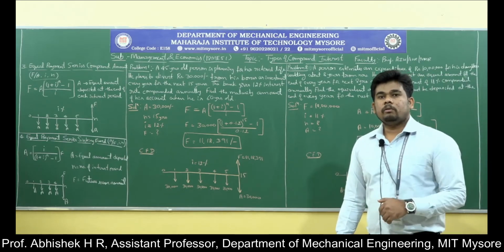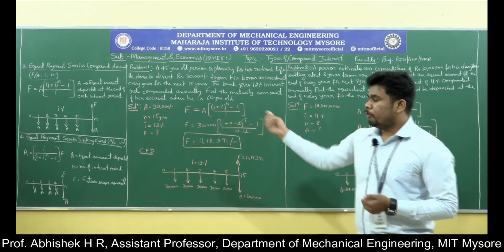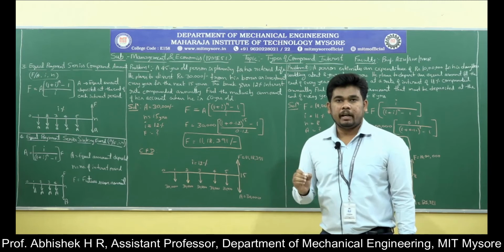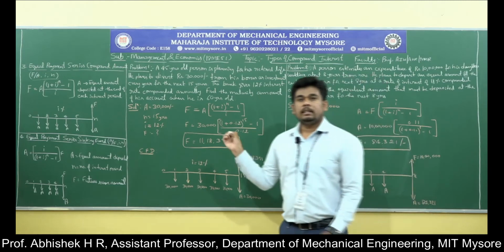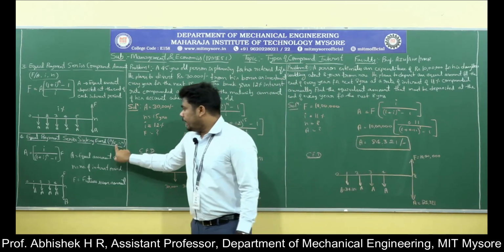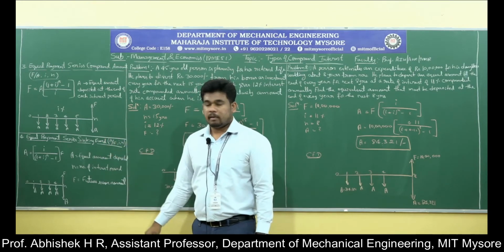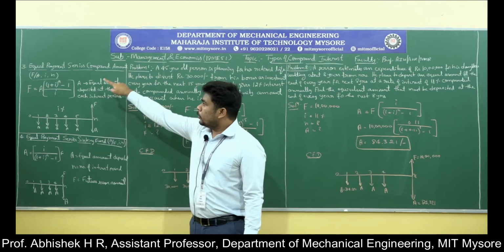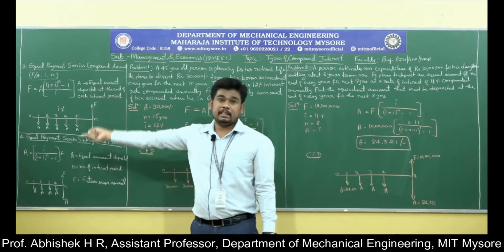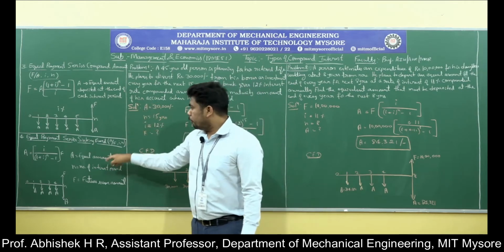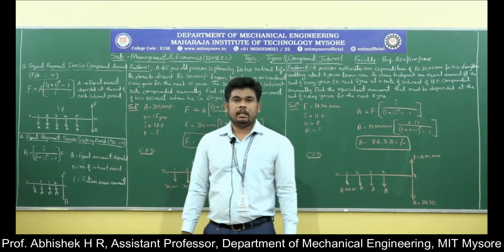So this is how we are going to solve based on the fourth condition, equal payment series sinking fund. To find A, F is given. But in the third type, to find F, A is given. But here to find A, F is given.